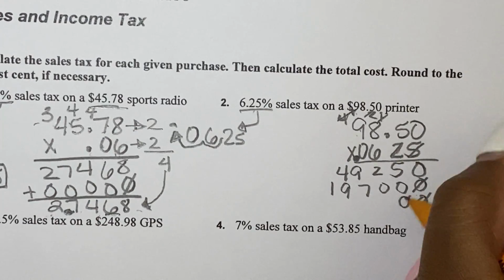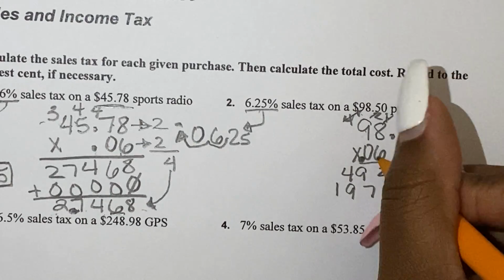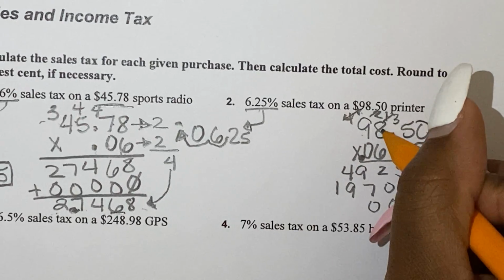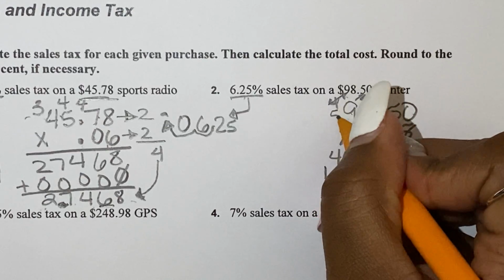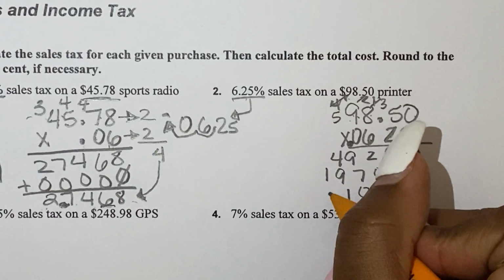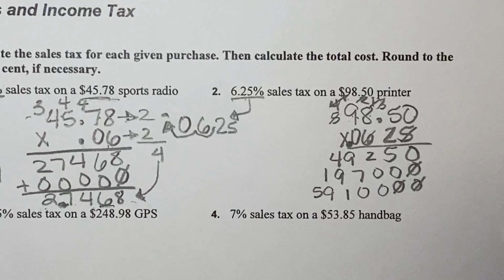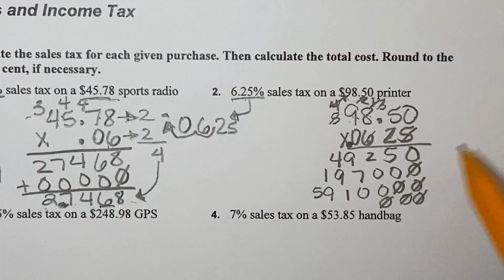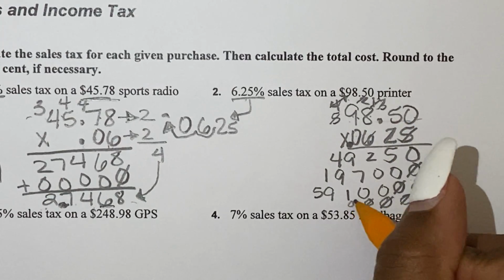2 placeholders this time because I'm going over 2 place values. 6 times 0 is 0. 6 times 5 is 30. Carry the 3. 6 times 8 is 48, plus 3 is 51. There's a 1. Carry the 5. 6 times 9 is 54, plus 5 is 59. Done with the 6 and all those little pieces. 1, 2, 3 placeholders. And then I'm going to have 4 zeros because anything times 0 is 0.